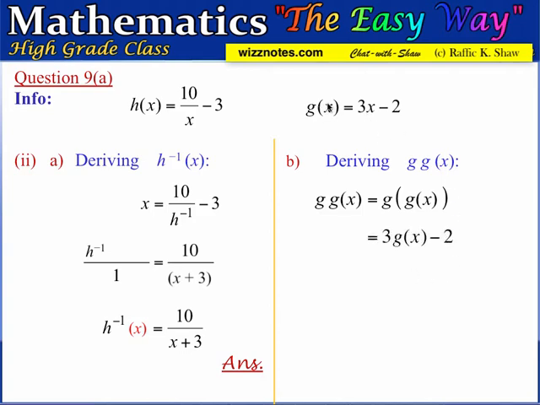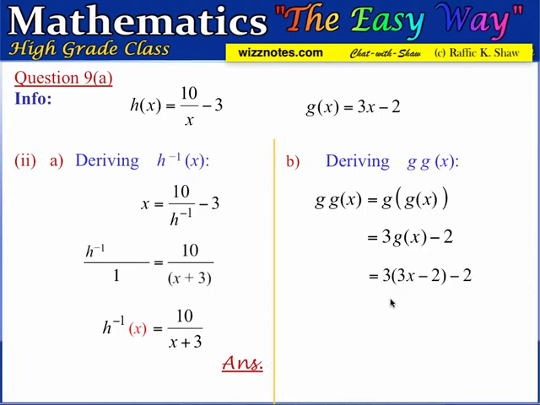The x here is being replaced by g of x, and so g of x becomes 3 times g of x minus 2. We have simply replaced the x in g of x with g of x, and since g of x itself is 3x minus 2, we can now substitute 3x minus 2 for g of x here. So let's show that, and this is it.